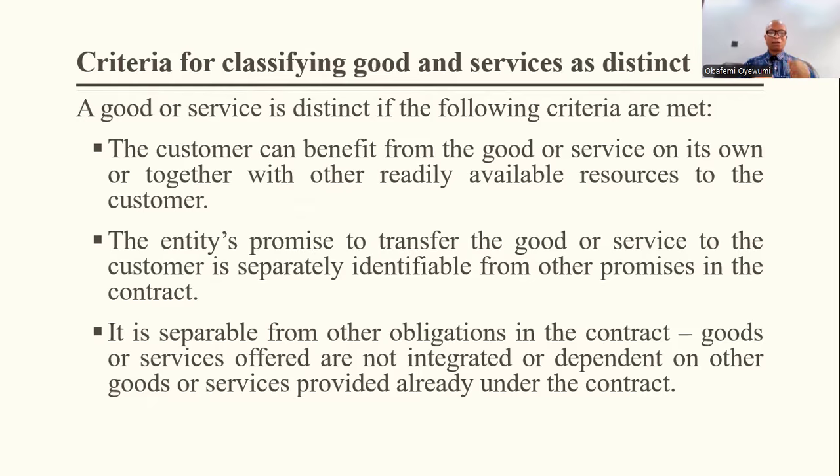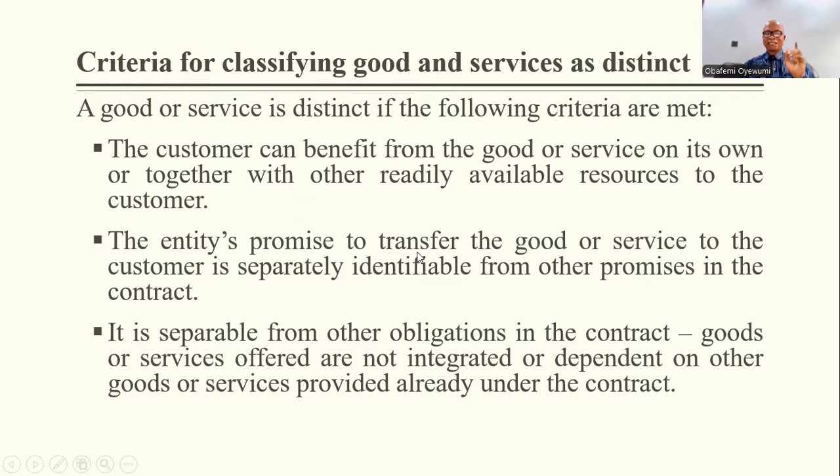Number one, the customer can benefit from the good or service on its own or together with other ones that are readily available to the customer. Number two, the entity's promise to transfer the goods or services to the customer is separately identifiable from other promises in the contract. Look at the first one: the customer can benefit from the good or service. A good or service can only be distinct when the customer can benefit from it on his own, or when combined with other resources.